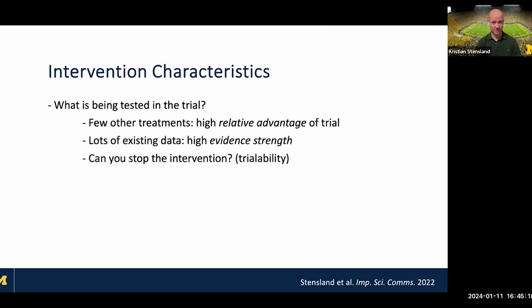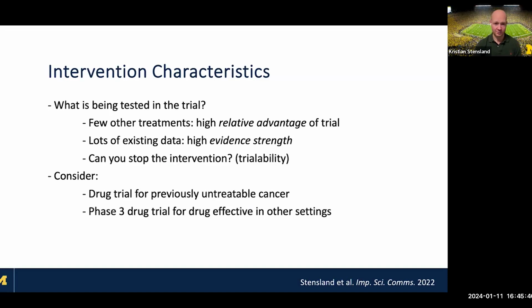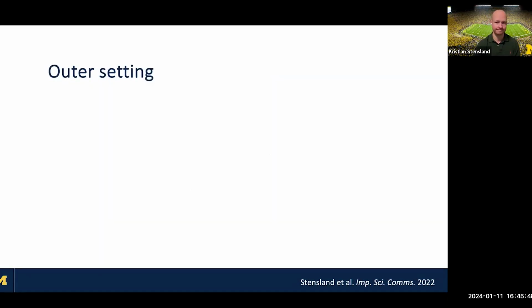Another thing that influences this is, can you stop it, or trialability? So if you're doing a surgical trial, it's going to be a big barrier to entry as opposed to something like a prevention trial, where if you take a daily medication, if you don't like the side effects, you can stop it and presumably they'll go away, but it's very hard to reverse a surgery once you get it. And so some things to consider here would be, as I mentioned, a drug trial for previously untreatable cancer, a phase 3 drug trial for a drug that's effective in other settings might be more likely, and a trial for surgical removal of an organ.